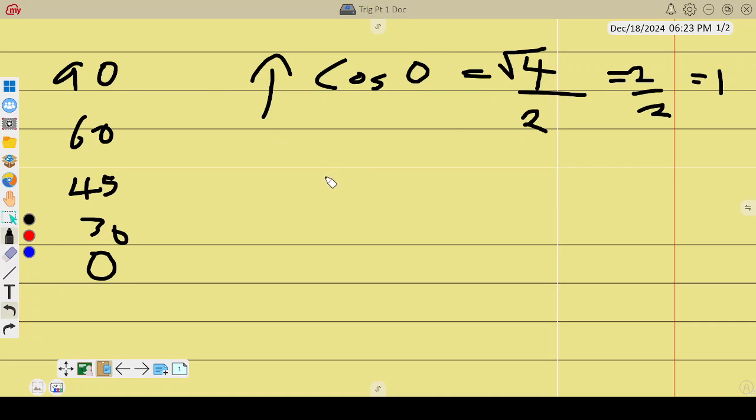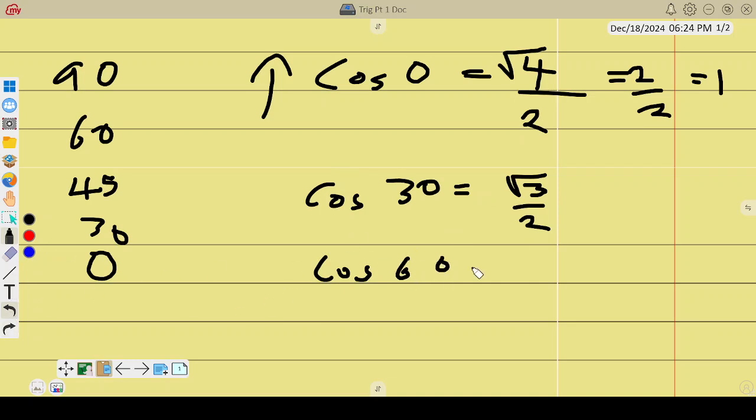And then what is cos 30? Cos 30 is square root of how many numbers are above 30? We have 1, 2, 3. So I have square root of 3 over 2. That is cos 30. And then what is cos 45? So cos 45, how many numbers are above 45? We have 1, 2.